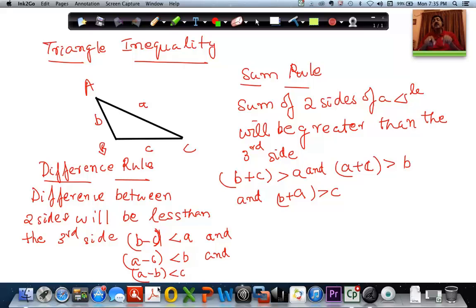So all this is going to be true if ABC is a valid triangle. For any triangle, both the sum rule and the difference rule have to be obeyed. So if the lengths of three lines are given, and you're asked whether these lines can form a triangle, you can easily apply the sum rule and difference rule and figure out whether it can really be a valid triangle.